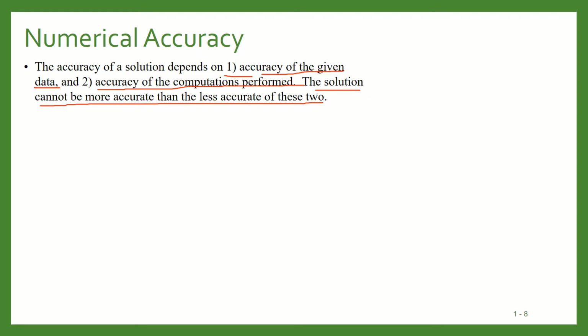Okay, so suppose you are having this data up to say 1 decimal place, but the accuracy of your computation is up to 2 decimal places, then your solution should be accurate up to 1 decimal place only, because your first data is only accurate up to the first decimal place.